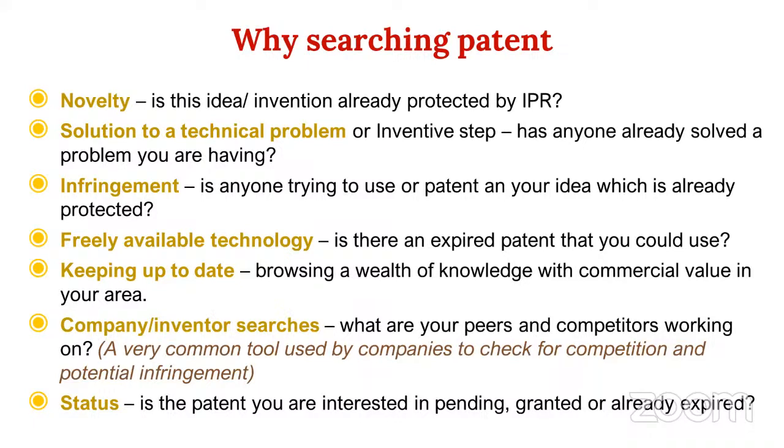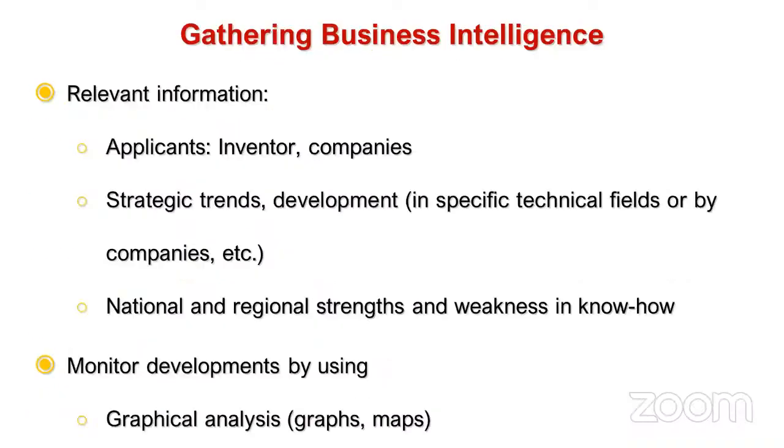The third one is infringement. Is anyone trying to use a patent or your idea which is already protected? Is there freely available technology, an expired patent that you could use, or a wealth of knowledge with commercial value in your area? What are your peers and competitors working on? This is a very common tool used by companies to check the competition and potential infringement. Then the status: is the patent you are interested in pending, granted, or already expired.